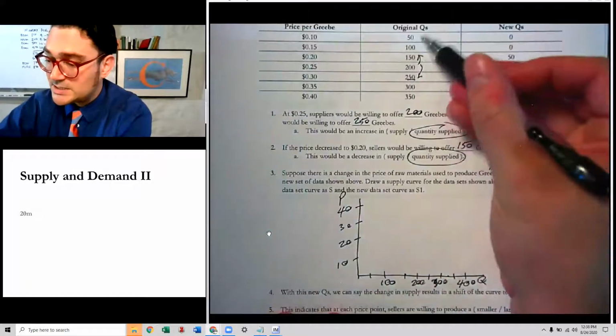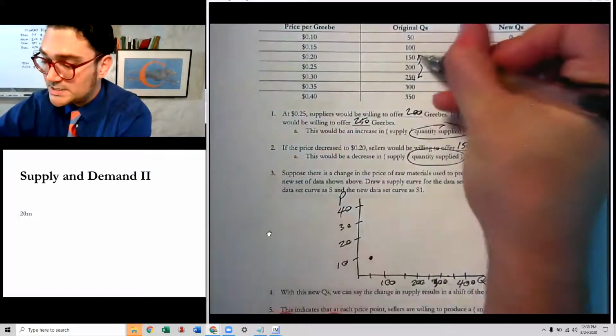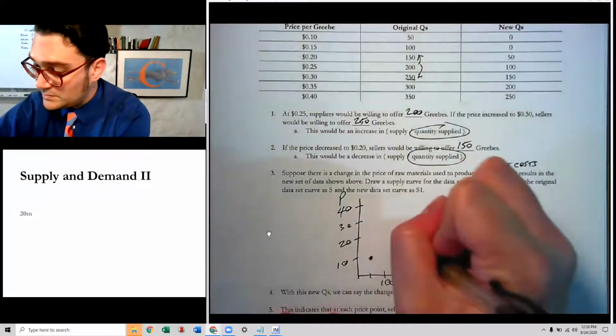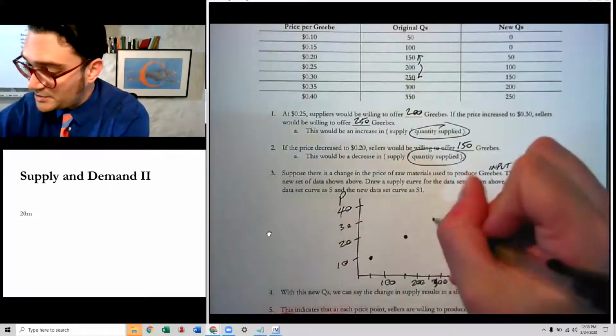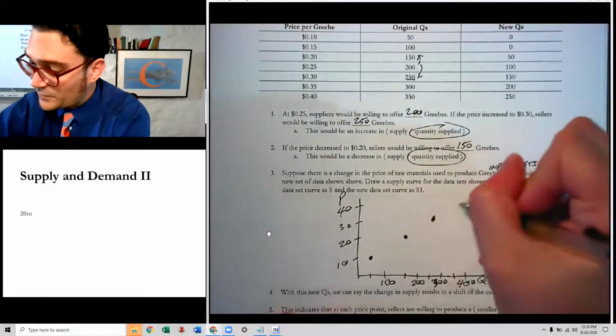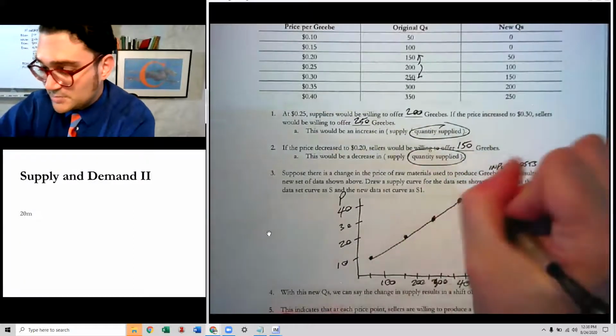So at 10 cents, the original is 50. At 20 cents, the original is 150. At 30 cents, it's 250. We're starting to notice a pattern here. And at 40 cents, it's 350. So that one is supply.